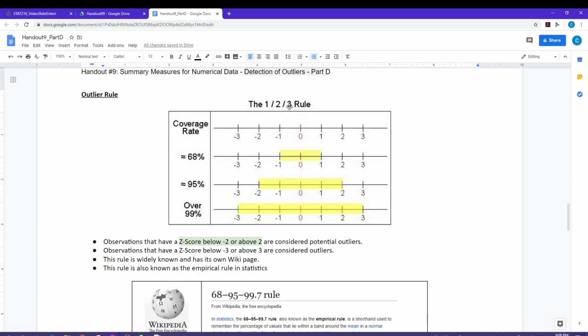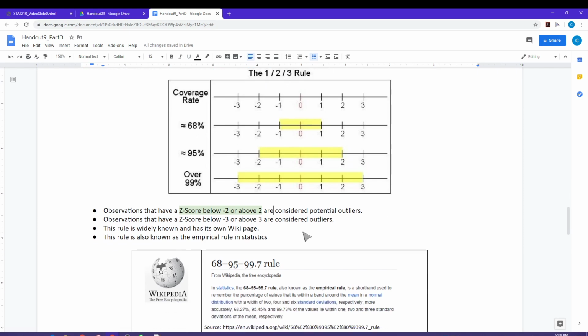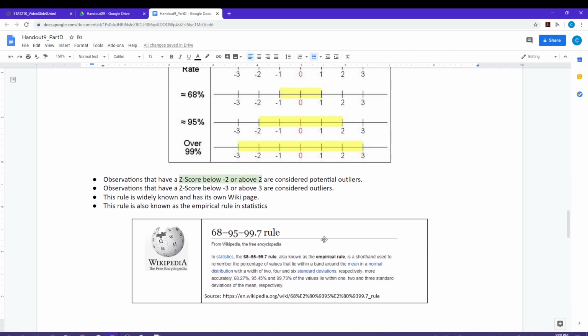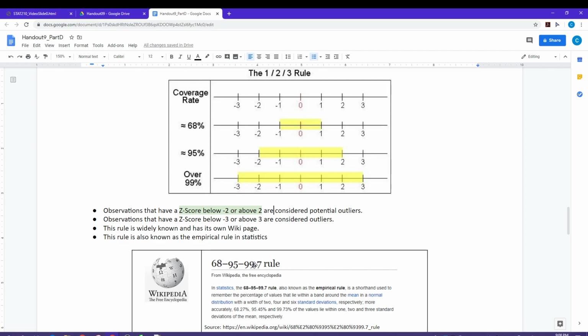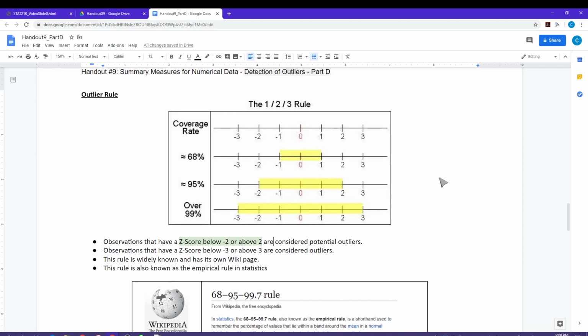Now this 1, 2, 3 rule is often referred to as the empirical rule. And the empirical rule is so common that it has its own wiki page here. So there's more information provided there about the 1, 2, 3 rule, or what wiki calls the 68, 95, 99.7 rule, which they're just referring to the coverage rates here. So most of the data should sit within 2 standard deviations of the mean. That's what this is saying.